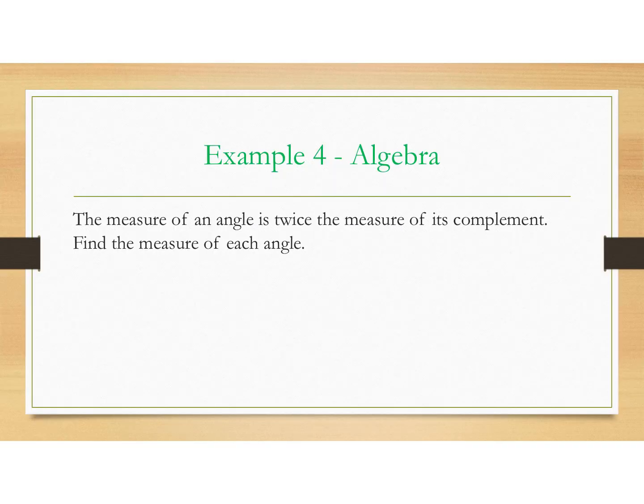So, the measure of an angle is twice the measure of its complement. Find the measure of each angle. Go. Well, does that have to be adjacent or no? Did it say it? Then no.